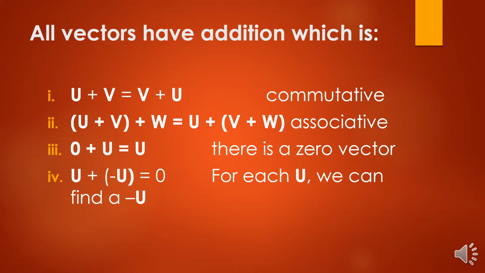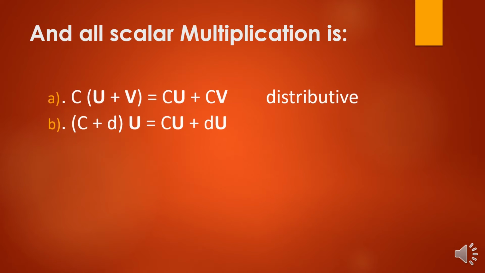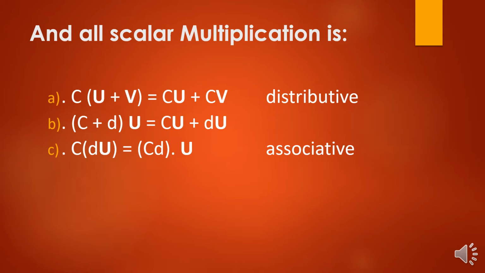Then we must also look at another property, and that is scalar multiplication. All scalar multiplication must be distributive and associative, and there must be an action of 1. So 1 times vector u, you will always get vector u.